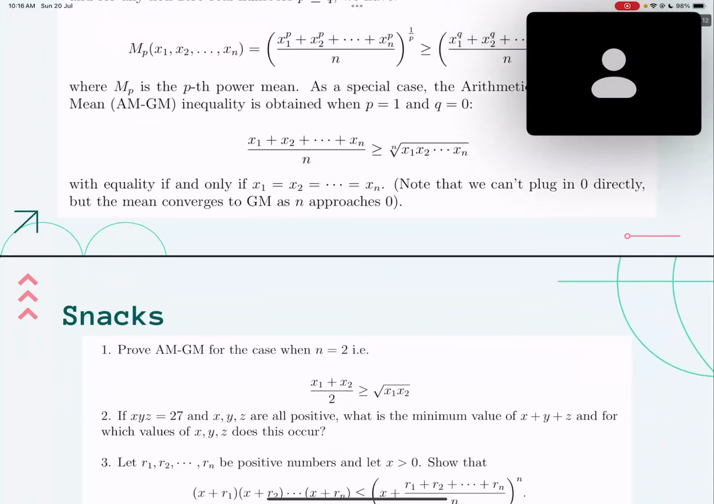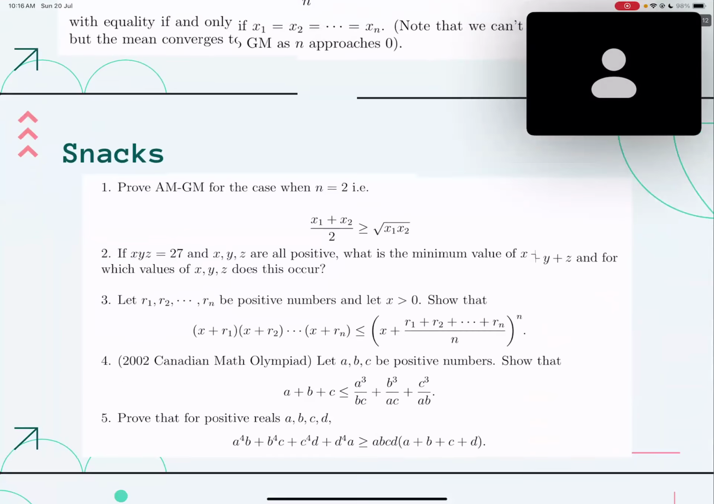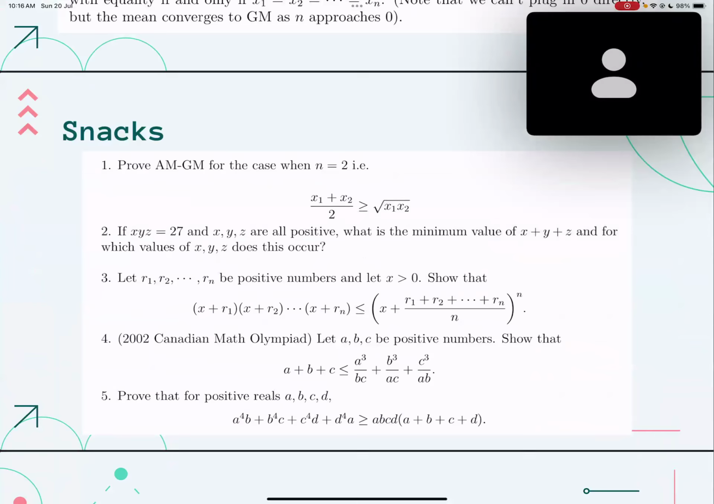Okay, so the next one that we will try is number 2. So now we're plugging in some real numbers, right? If xyz equals 27, and all of x, y, and z are positive, what is the minimum value of x plus y plus z? And for which values of x, y, and z does this occur? How about we take 5 to 10 minutes to try this one.